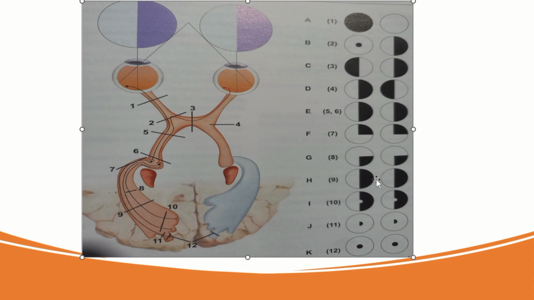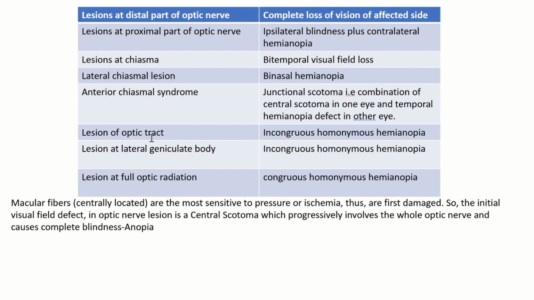Here you can see the whole of the optic radiation. The optic radiation is divided into two loops or two fibers. But right now we will consider that both loops are getting injured. Then we will see a nasal visual field defect of the same eye and a temporal visual field defect of the opposite eye. Everything is similar. With a lesion of the optic tract, the geniculate body, or the full optic radiation, you get homonymous hemianopia.